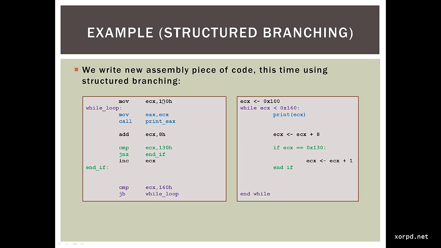The first part is about initializing ECX, which is just like in the pseudocode. We just put 100 inside ECX. Then we get inside the while loop. We begin by printing ECX, which is going to be a bit more complex in assembly. We first copy ECX into EAX, and then we call the print EAX function, which is going to print EAX to the screen.